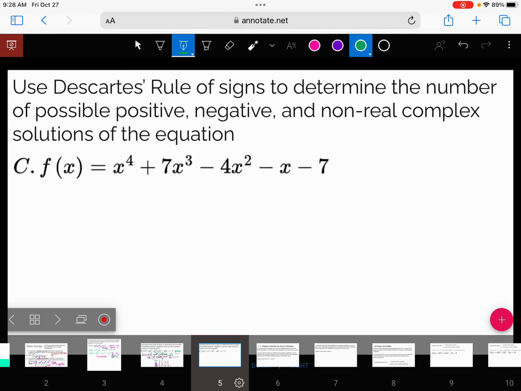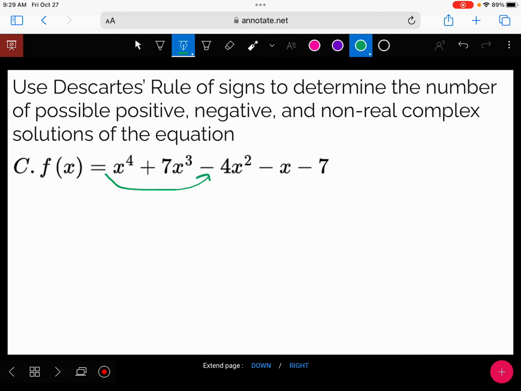Alright, so for our positive roots, how many sign changes do we have here? Just 1. 1 change. So that means how many positive roots are we going to have? Just one. So we're going to have one positive root.